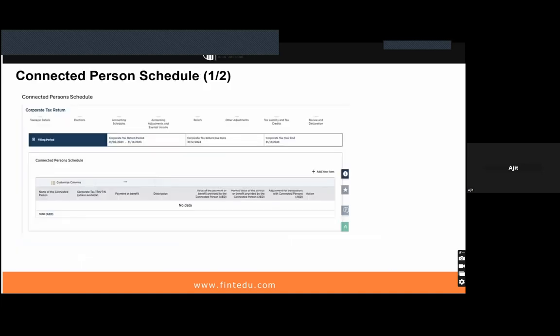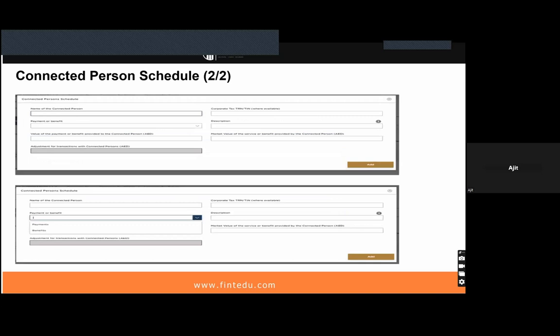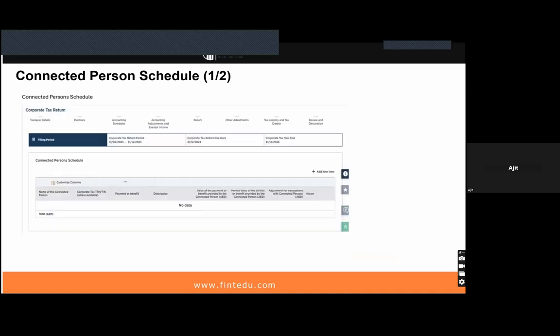Now talking about the connected person schedule, it is more or less the same. There would be a summary of all the transactions. You need to enter all your connected persons, payment, and the benefit. When it comes to the benefit, let's say a villa is provided, you need to add the market value and the book value. If you feel that the market value and book value are the same, then you don't need to do the adjustment. So these are the broad details required in the connected person schedule.